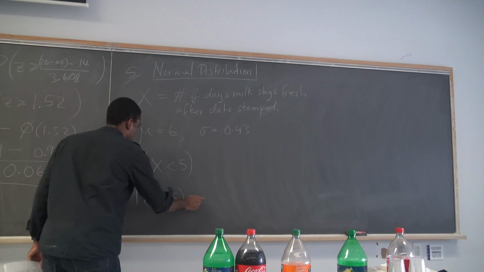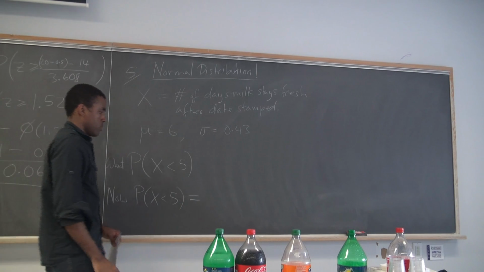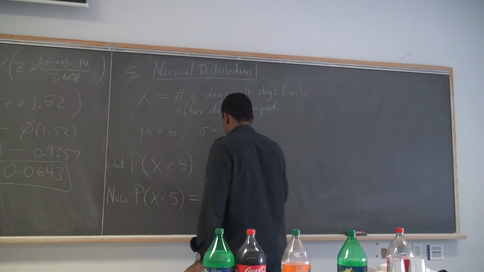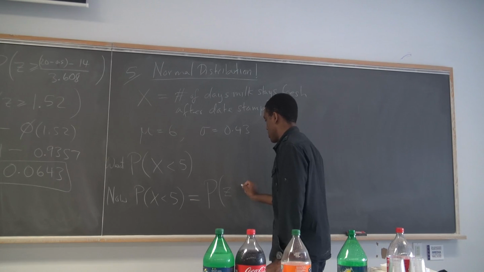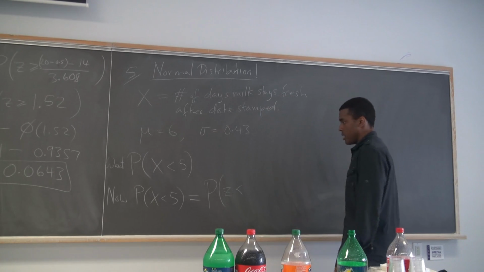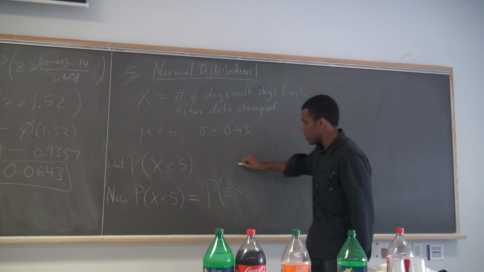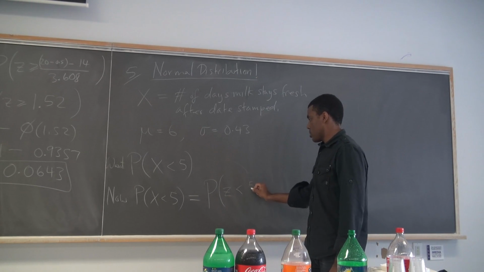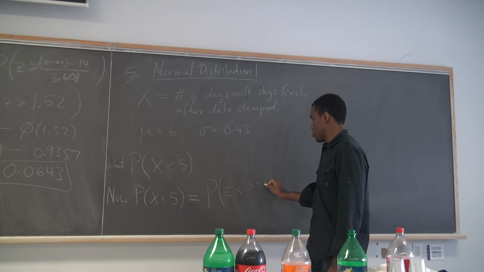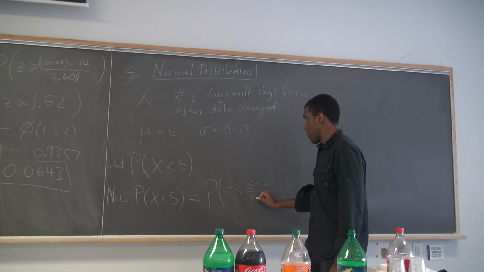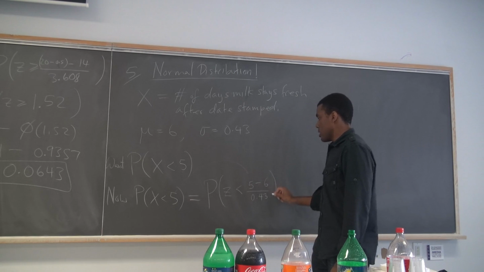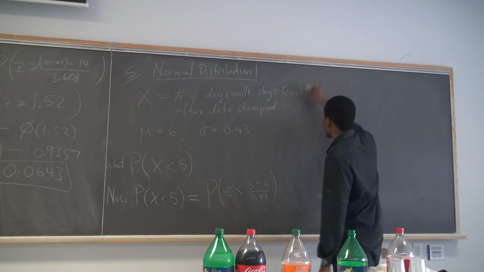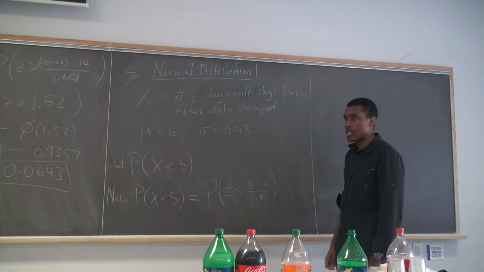So how do we figure it out? The z of 5: 5 minus 6 over 0.43. Just replace x with z, and then you replace 5 with the z-score. It's x minus mu over sigma. You don't need continuity correction because it's not a binomial. They told you it was normal in the beginning, so you don't need to add a half, subtract a half.